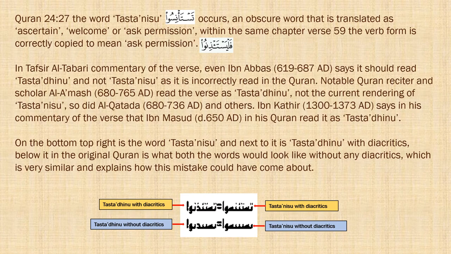Notable reciter and scholar Al-Amash read the verse as tasta'zinu, not the current rendering of tasta'nisu. So did Al-Qatada and others. Ibn Kathir says in his commentary of the verse that Ibn Mas'ud in his Quran also read it as tasta'zinu. On the top right is the word tasta'nisu, and next to it is tasta'zinu with diacritics. Below it, in the original Quran, is what both the words would look like without any diacritics, which is very similar and explains how this mistake could have come about.